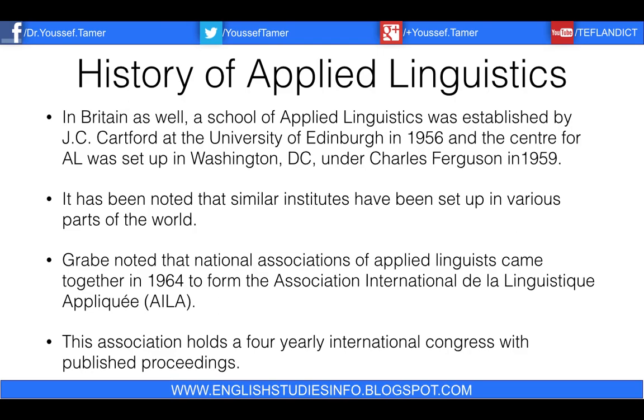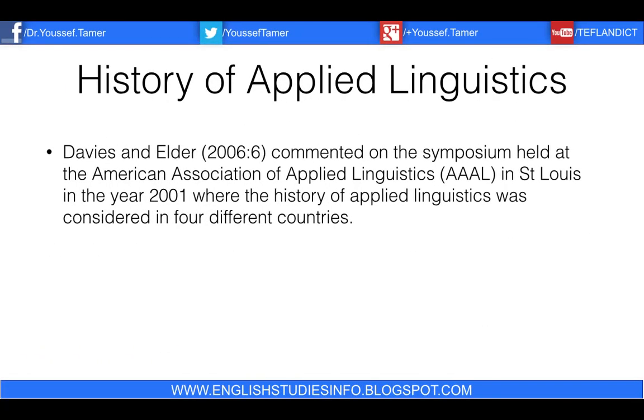A congress is really bigger than a conference. A conference could be small, but a congress is a really big one, with published proceedings again. They publish the works and the research that were presented. Davis and Elder, 2006, commented on a symposium held at the American Association of Applied Linguistics, AAAL, in St. Louis in 2001, where the history of applied linguistics was discussed for four different countries. You see, there is competition going on between these schools, Europe and the States.